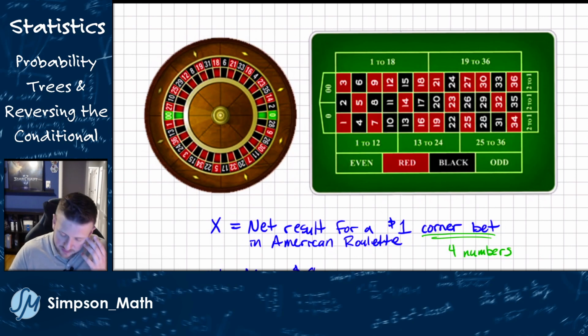There are a lot of other ways you could bid. The one that we're going to talk about today is the corner bet. So if I put a chip right here in the corner of 4 of our values, I'm betting on these 4. This is an 8-to-1 bid.